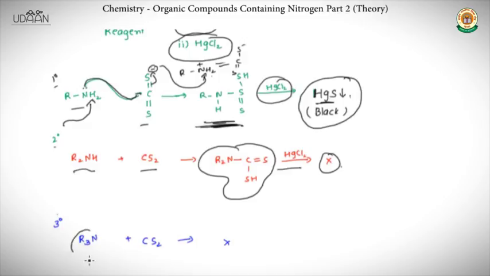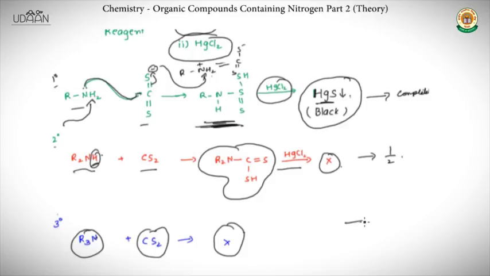Now for tertiary, if you treat it with carbon disulfide, the reaction won't occur at all. This is because nitrogen here has no hydrogen, and you know that this nitrogen is supposed to have hydrogen for replacement. Now as you can observe here, this reacts completely, and this one responds to only half of the test, but this one doesn't respond at all. Now let us see the next important reaction.